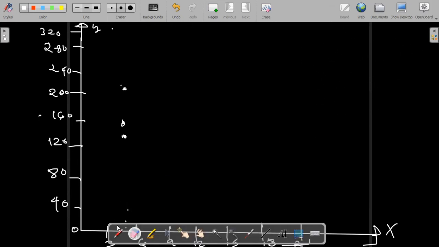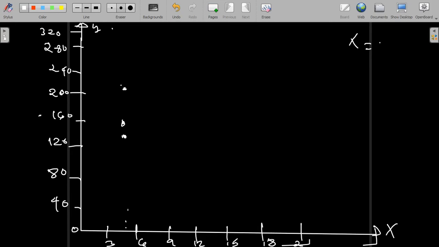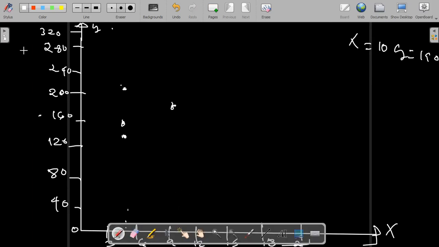Again, we consider another point. Suppose we have X equal to 10 and Y equal to 190. This will appear at the point on the X axis where there is a 10, and on the Y axis at 190. So it will stay in the middle between 9 and 12, and between 200 and 160, at that point.